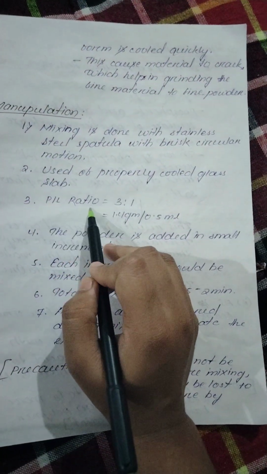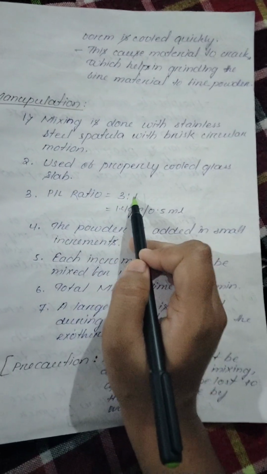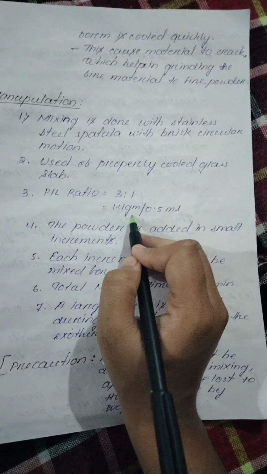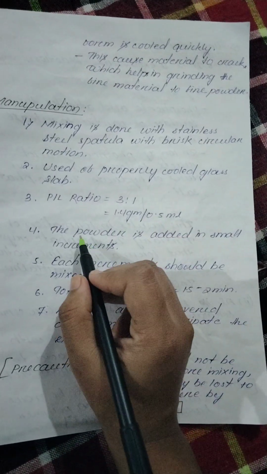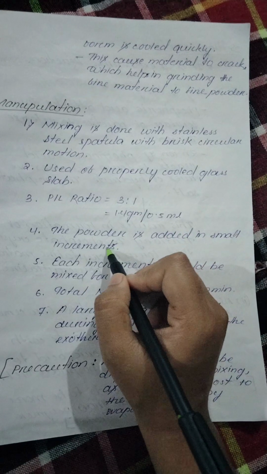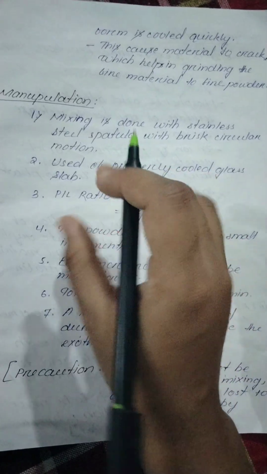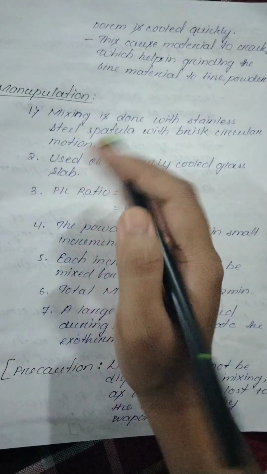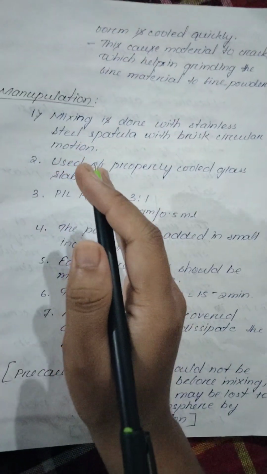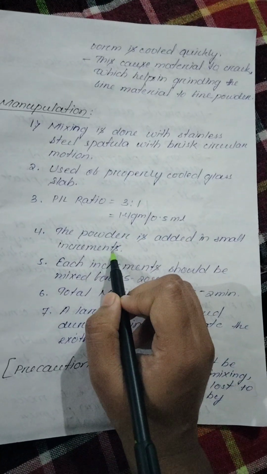Powder to liquid ratio 3:1. Three portions of powder are mixed with one portion of liquid, that is 1.4 gram of powder is mixed with 0.5 ml of liquid. The powder is added in small increments. When we put the powder on the glass slab, we divide it into small increments and add these increments slowly, one by one, to the liquid.